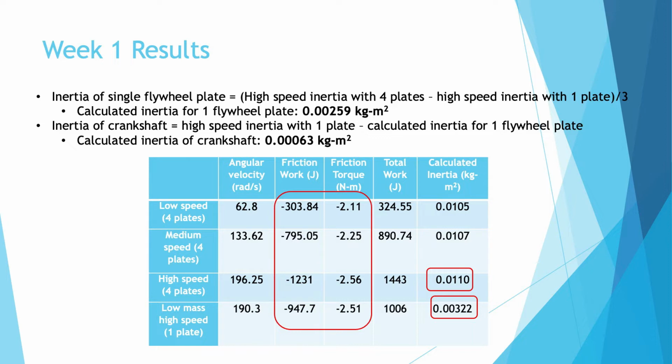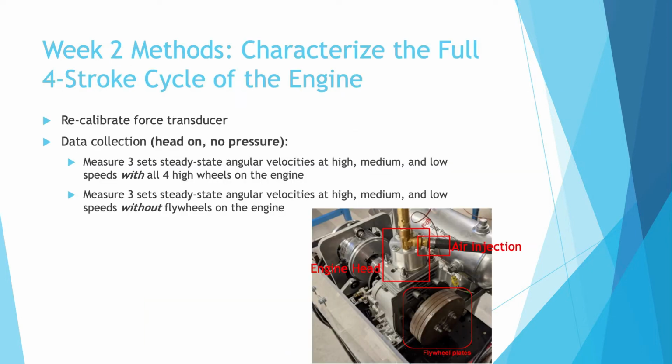In the second week of experiments, we investigated the first four-stroke cycle of the internal combustion engine. We first recalibrated the force transducer by placing and removing mass plates and recording the voltage outputs and performing a linear regression similar to the previous week. Unlike last week, after calibrations, we collected the data with the engine head on, so the work done by the air needs to be analyzed.